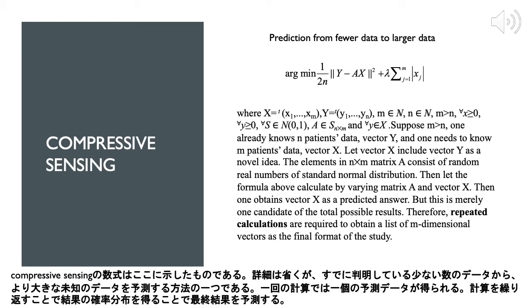The formula for compressive sensing is shown here. I won't go into details, but compressive sensing is one of the methods to predict larger unknown data from a small number of already known data. A single calculation yields a single predictive data. The final result is predicted by repeating the calculation to obtain a probability distribution of the result.